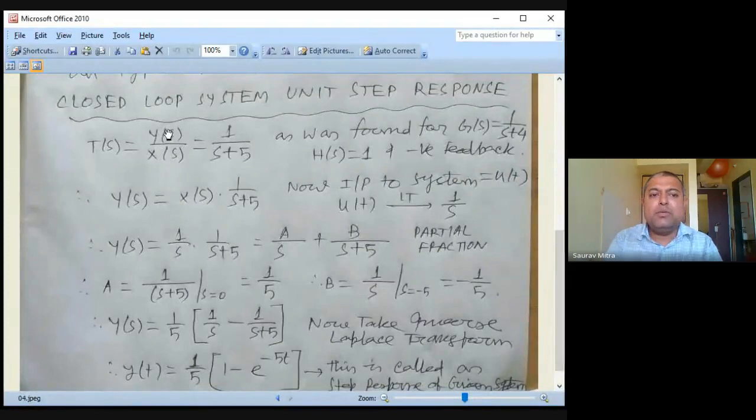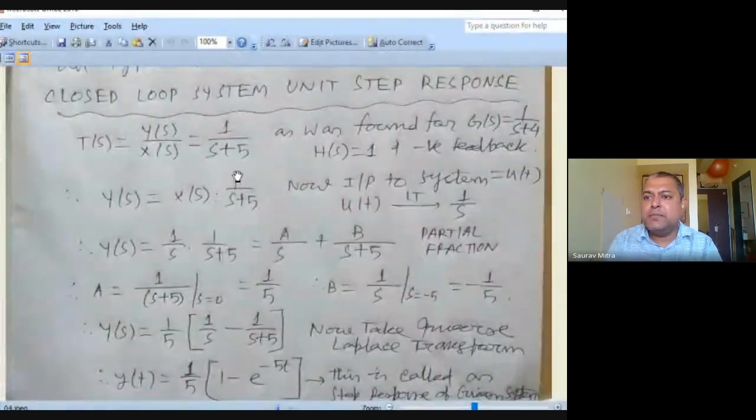So Ts equal to Ys by Xs, Ys is equal to Xs into transfer function. In case of impulse response, we substituted Xs is equal to 1. So we found Ys is equal to Ts and we found Yt. How could I find Yt? Yt is the inverse Laplace transform, the ILT of Ys. So Yt is equal to e raised to minus 5t. So for this given system, e raised to minus 5t was the impulse response.